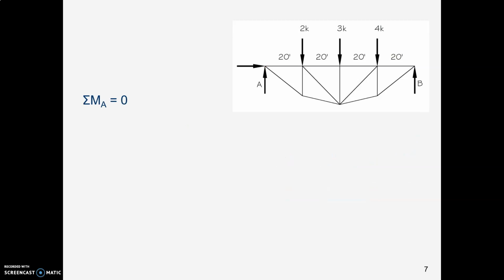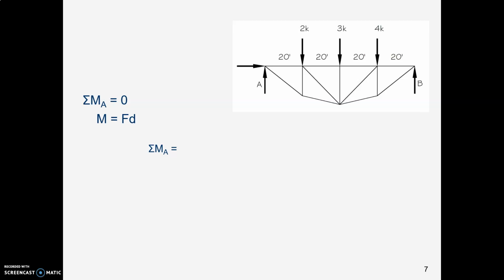All right, let's do the moments. And we're going to take moments around point A, because that's convenient. So we'll write sum of all moments around A equals 0, because this thing is in equilibrium. And just a reminder, what is our moment equation? Moment is force times distance. So let's just chug across here and do force times distance, and so forth.